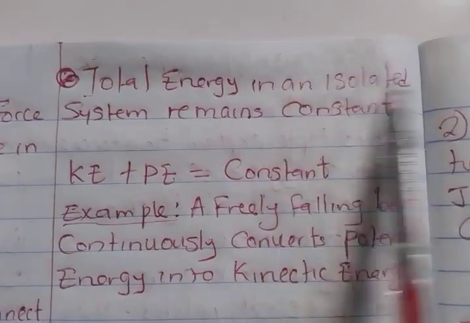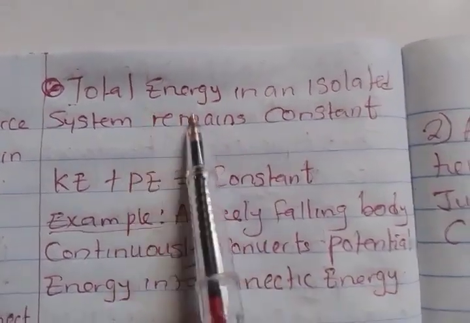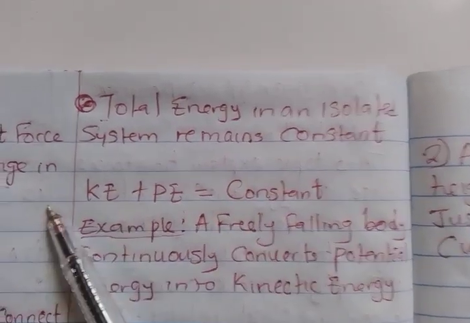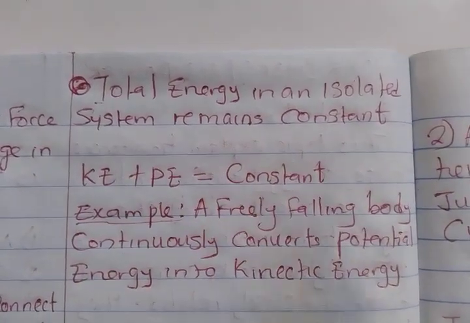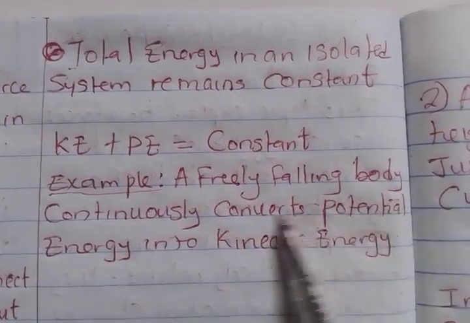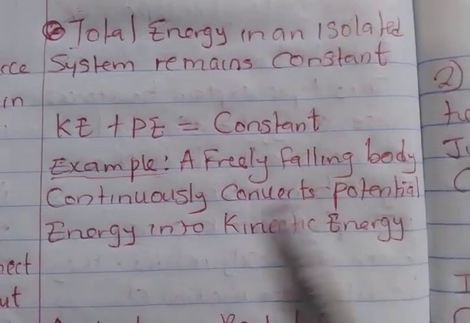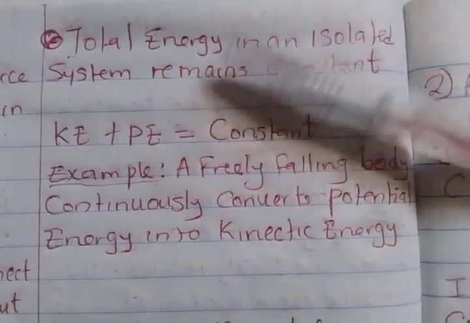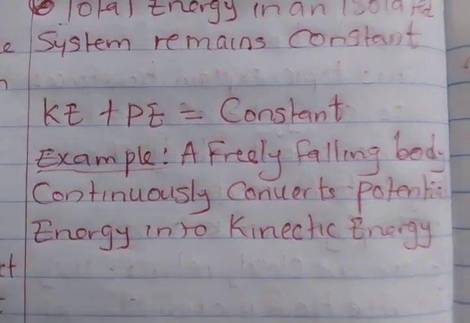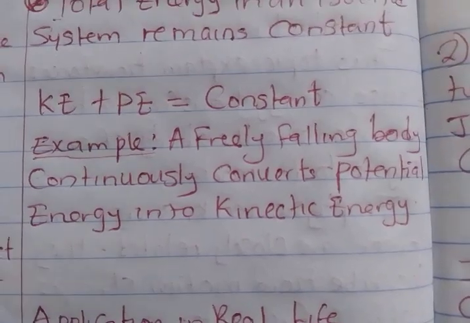Note that the total energy in an isolated system remains constant, meaning that the potential energy plus the kinetic energy is equal to a constant. An example of this is a free falling body. A free falling body continuously converts potential energy into kinetic energy. Before falling, it has potential energy. Now falling down, the potential energy is being converted to kinetic energy.